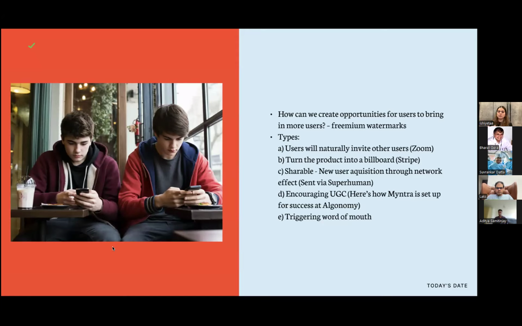Or like Stripe, which basically turns the product into a billboard. I don't have to be a Stripe user, but I will stumble upon that payment gateway by transacting through their customers. Third is shareable, so new user acquisition through network effect. So stuff like when you email from your iPhone, it says sent via iPhone. Fourth is encouraging UGC. So it's basically user generated content and how you can use that to leverage brand value. And last is triggering word of mouth. How do you really get your community to talk about your product, sell it to the people around them, recommend it to relevant people?